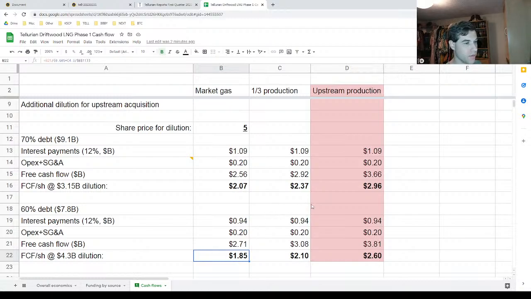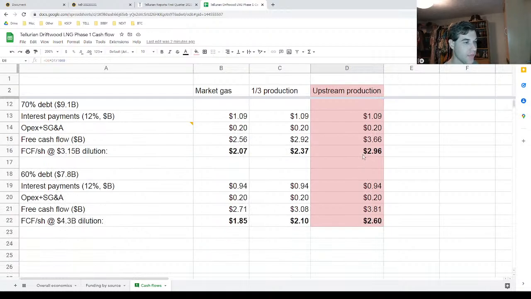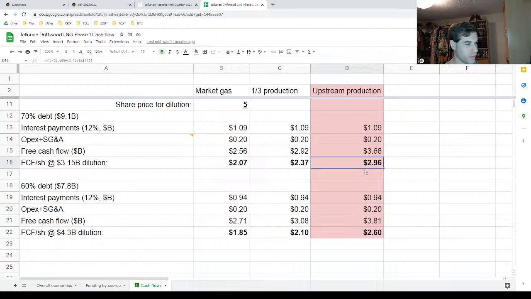And then if they were able to do the production themselves, that lowers the cost of the gas that they have to get. And they think they can produce for $2 per MMBTU. In that situation, obviously your cash flows are higher because you're not paying as much for the gas. That gets your free cash flow per share, again, between the 60 and 70% situation, somewhere between 260 and 296 free cash flow per share.